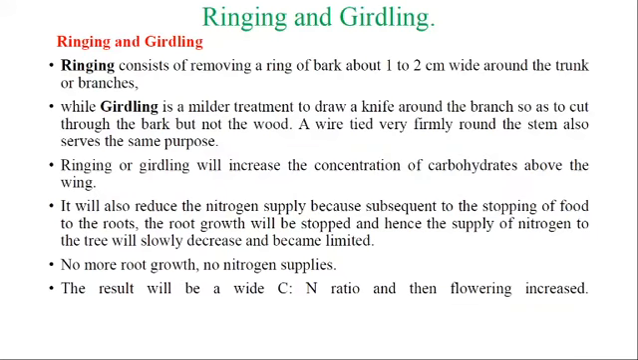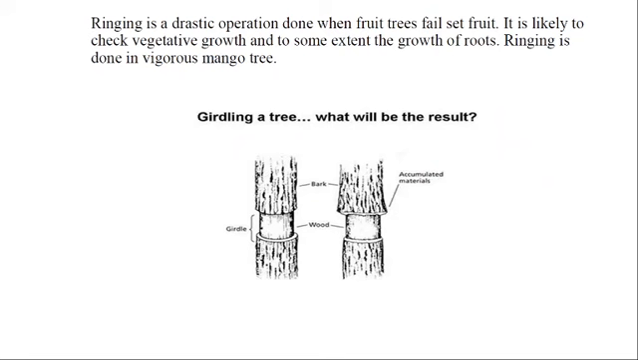So here are the two purposes. The first one, increase the concentration of carbohydrates in the required plant body, and second, the supply of nitrogen slowly decreases, and because of that the growth of the plant is limited. No more root growth, no nitrogen supply, and that results in a wide carbon nitrogen ratio, and flowering is increased. To increase flowering in plants, ringing and girdling take place.